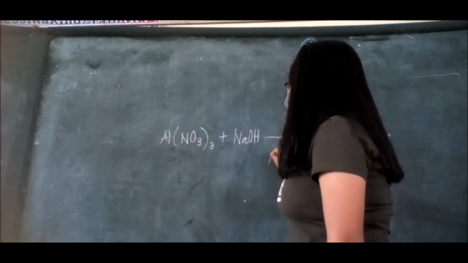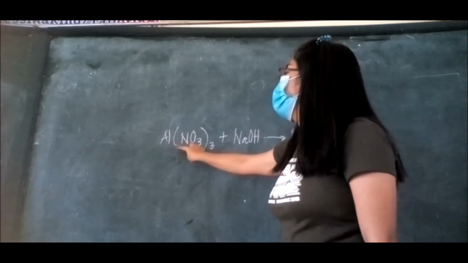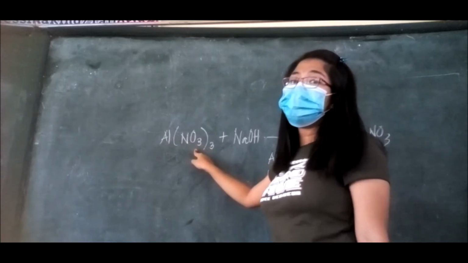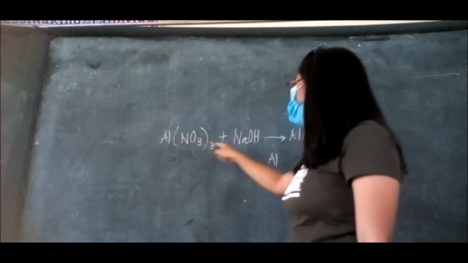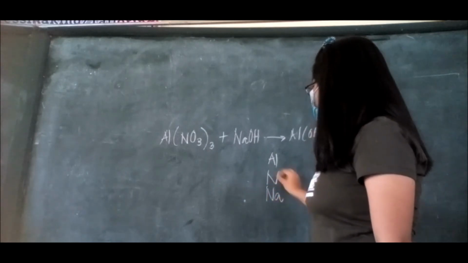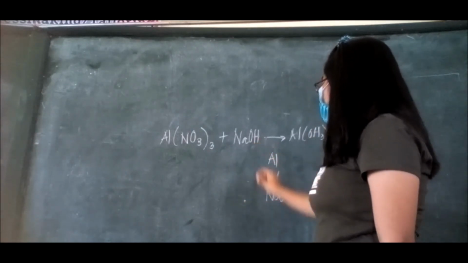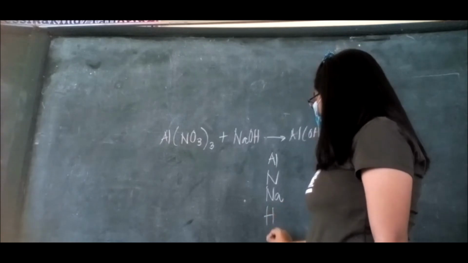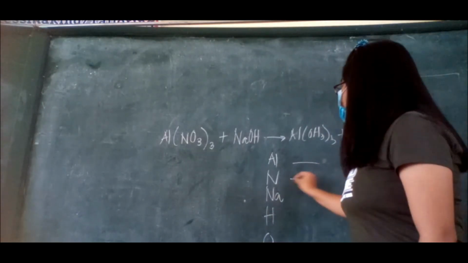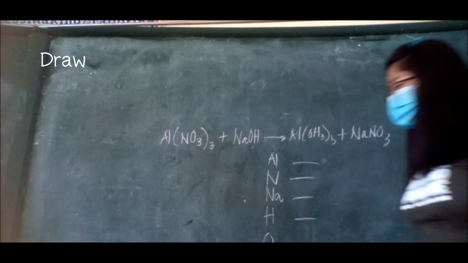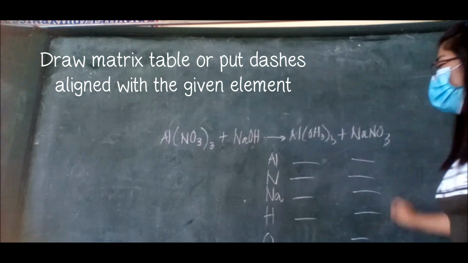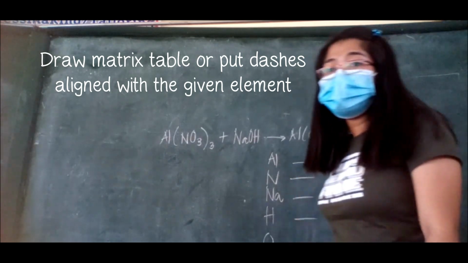So, for example, this compound. You have to write aluminum, then nitrogen, oxygen, so you would write it last. Sodium, oxygen last, and hydrogen, then lastly the oxygen. Okay? The next thing you have to do is to write dashes, to make it easier to see. Just match them to the element.